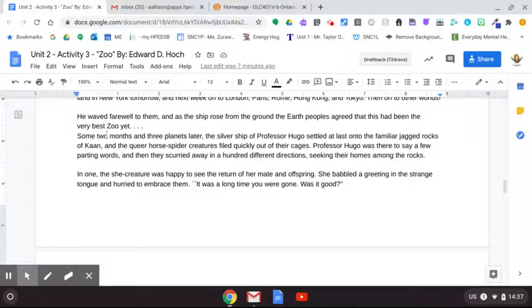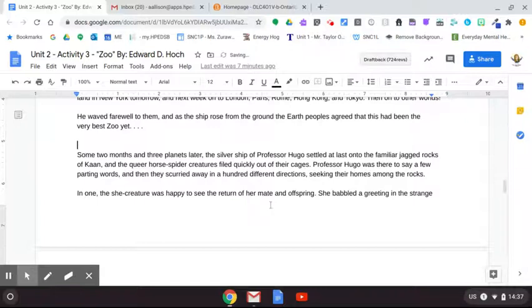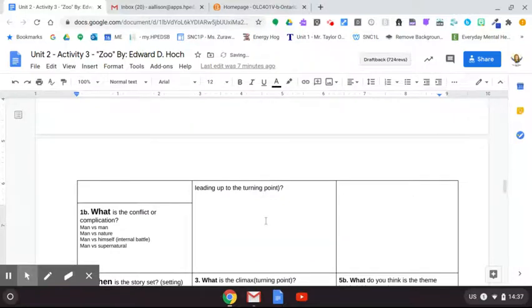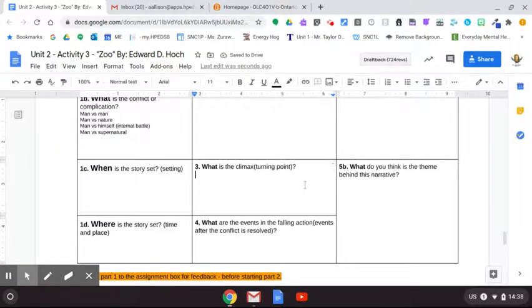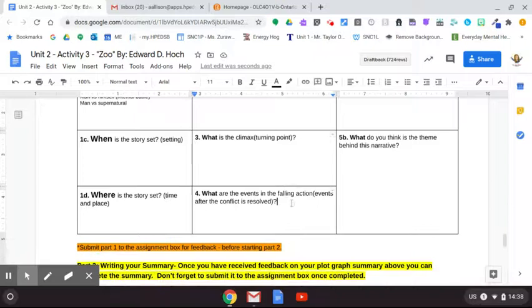Some 2 months and 3 planets later, so let's leave here and go down. I don't want to put all the information here for you guys. So the turning point would be when they actually see the people of Khan. And then what's everything that happens after? So the falling action events would be the main things that happen after they've seen the people, the spider horse people.